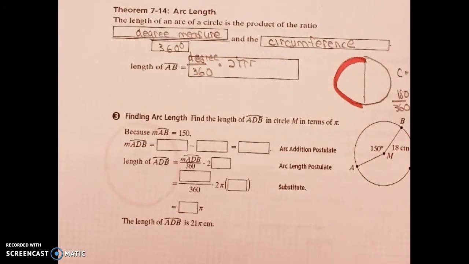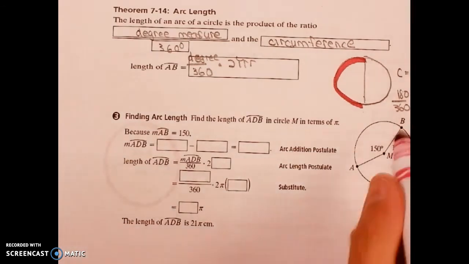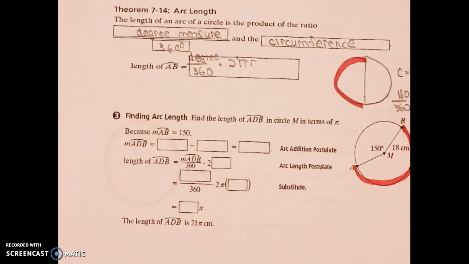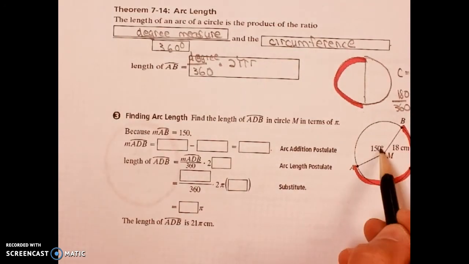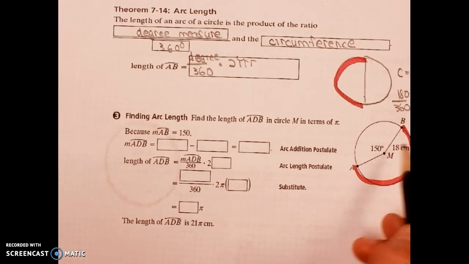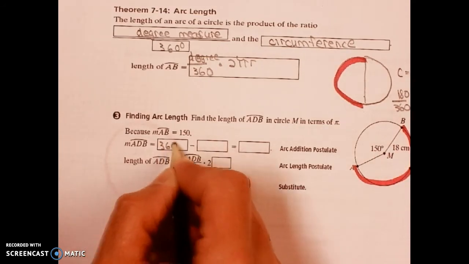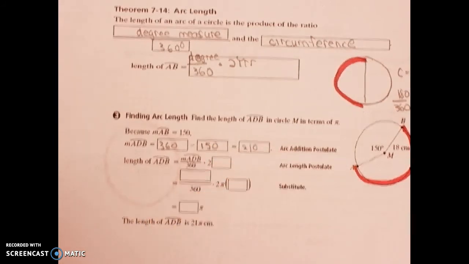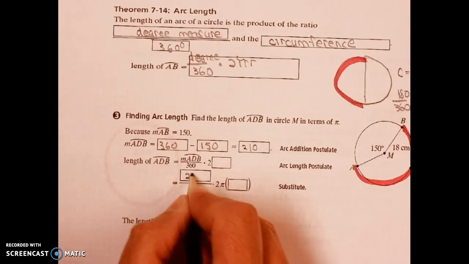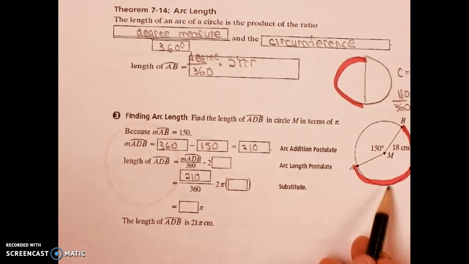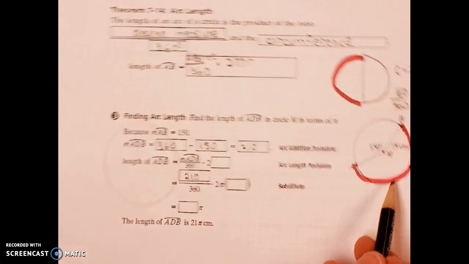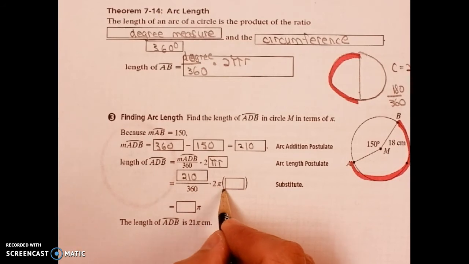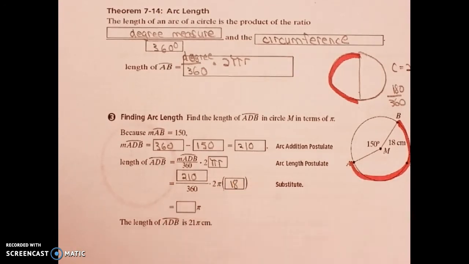So if we take a look at this first one, we're looking for A to D to B. Well, the first thing we want to do is find out what that corresponding angle would be. Well, if this is 150, all the way around the circle is 360. We're going to take 360 minus the 150, and we end up with 210. So we want 210 out of 360. That lets us know what fraction of the circumference we want, and we're multiplying it by our circumference, which is 2 times pi. In this case, our radius is 18.